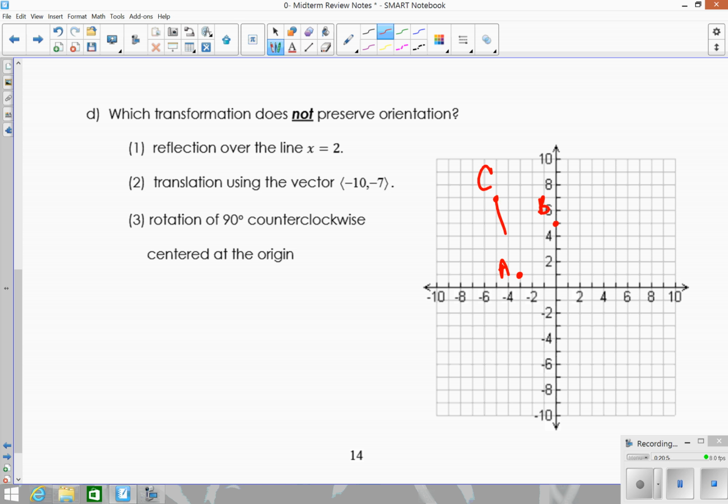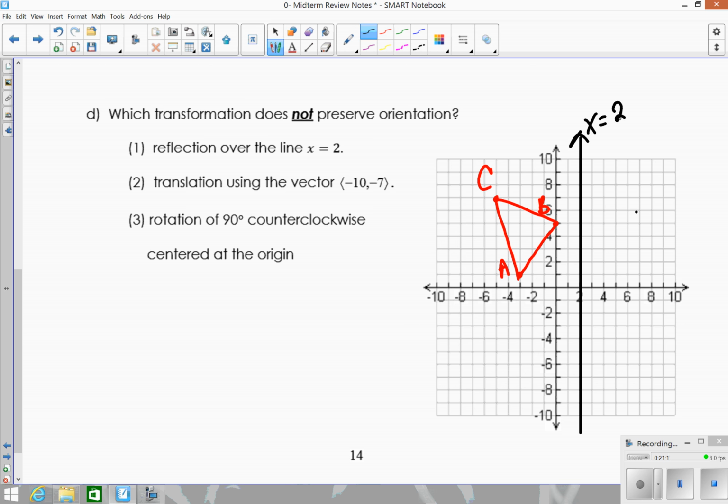So there's C. And then the first thing we're going to do is a reflection over the line x equals 2. X equals 2 is going to be a vertical line going through 2. So whatever the number is, it's a vertical line. So x equals 2. So go ahead and just draw a vertical line going through x equaling 2. Make sure we label this here.